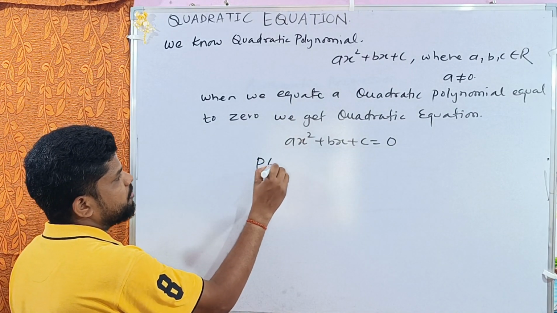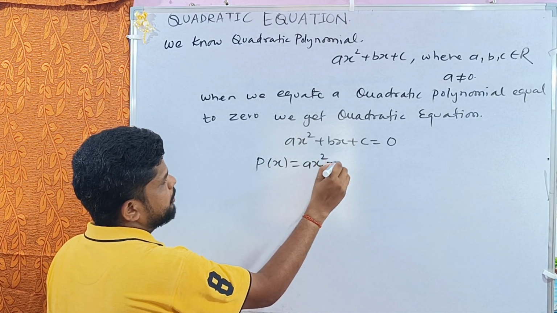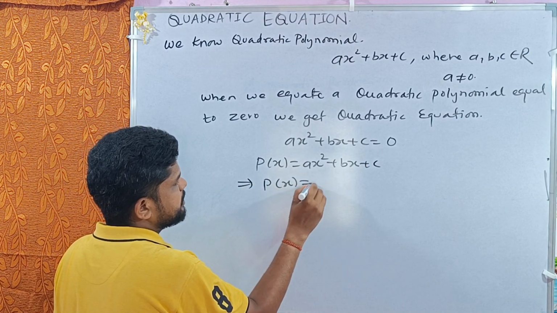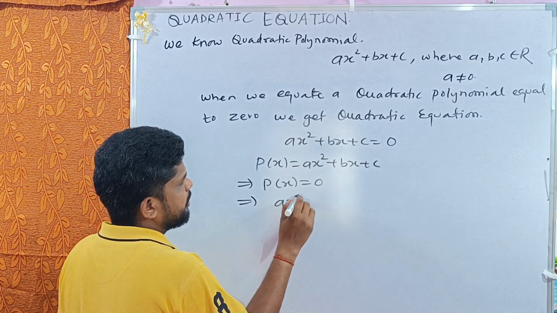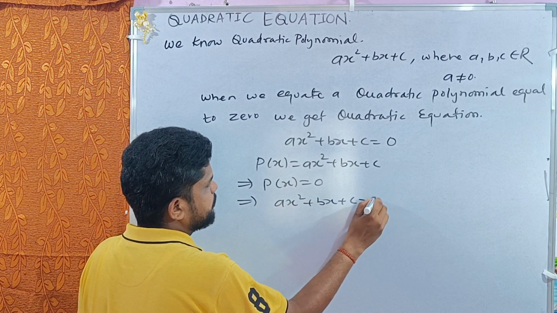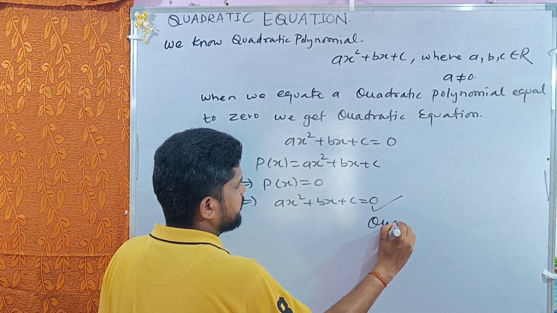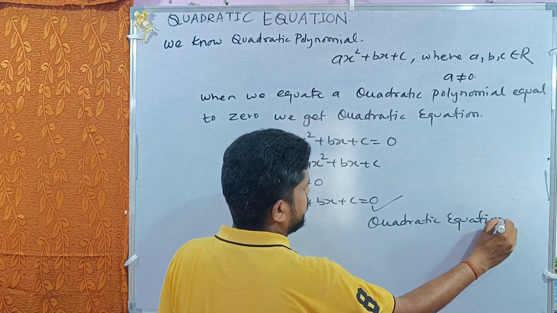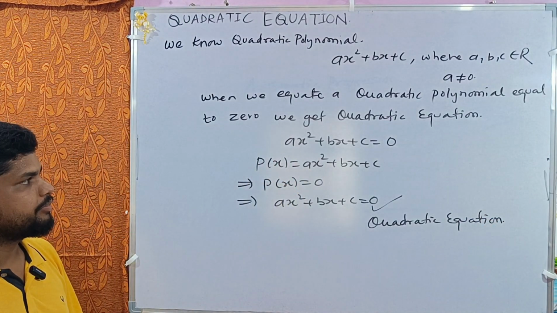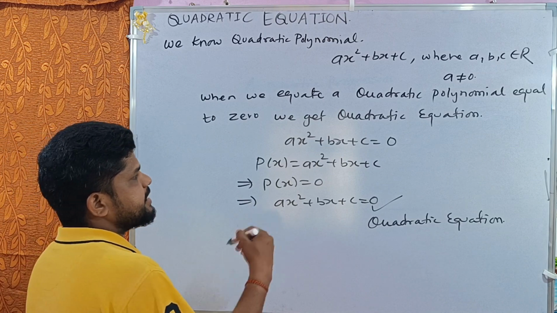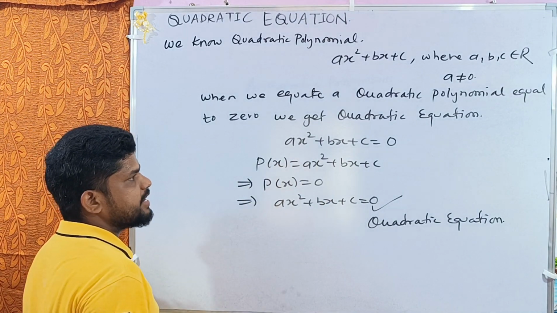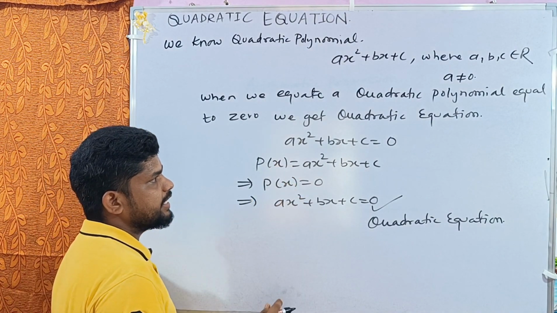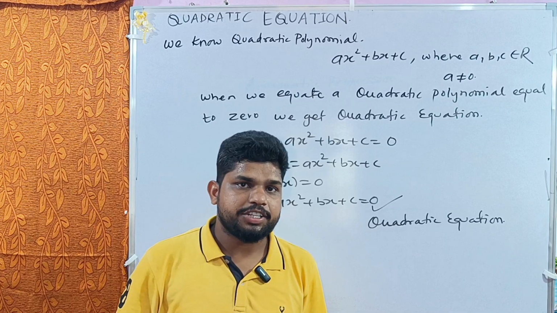Okay, suppose p of x is ax square plus bx plus c. If we put p of x equals to 0, then ax square plus bx plus c is equal to 0, and this is called quadratic equation. Okay, this is called quadratic equation, where a is the coefficient of x square, b is the coefficient of x, and c is the constant here. Okay, these are the real numbers and they may be rational or irrational numbers.